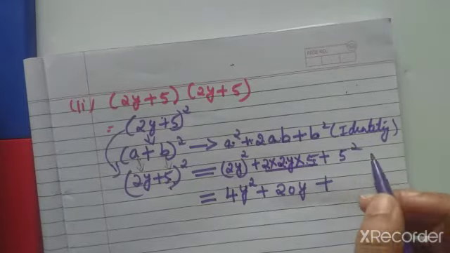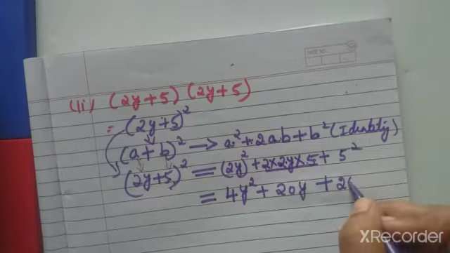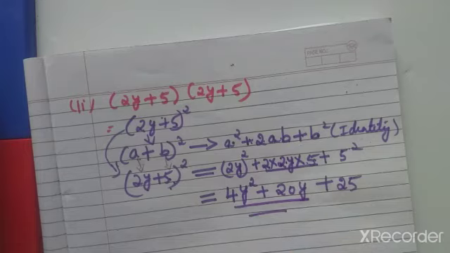5 square means multiplying 5 two times. 5 into 5 is 25. So this is your answer.